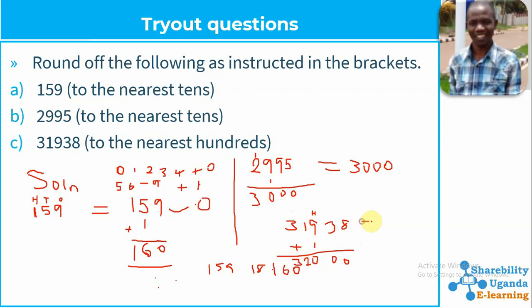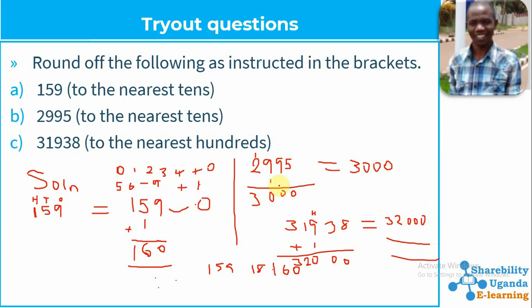So we shall now say that this number of hours, when rounded off, is approximately 32, then these zeros. Okay, so this is 32,000.